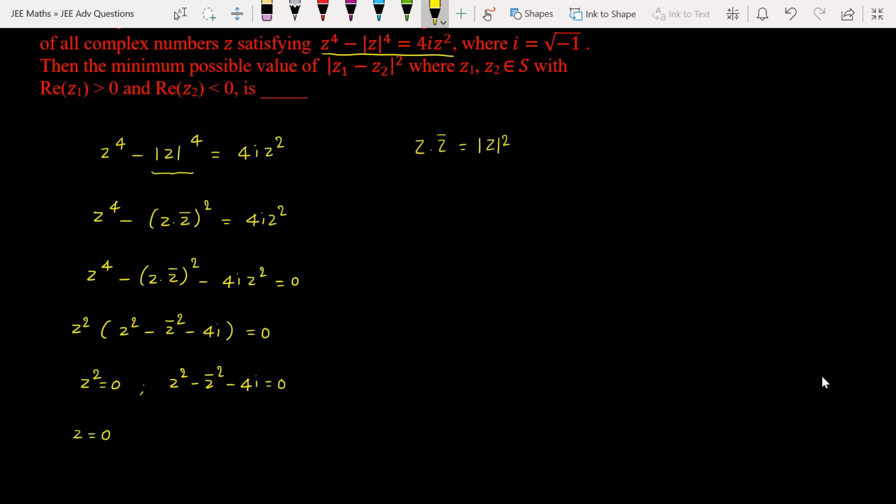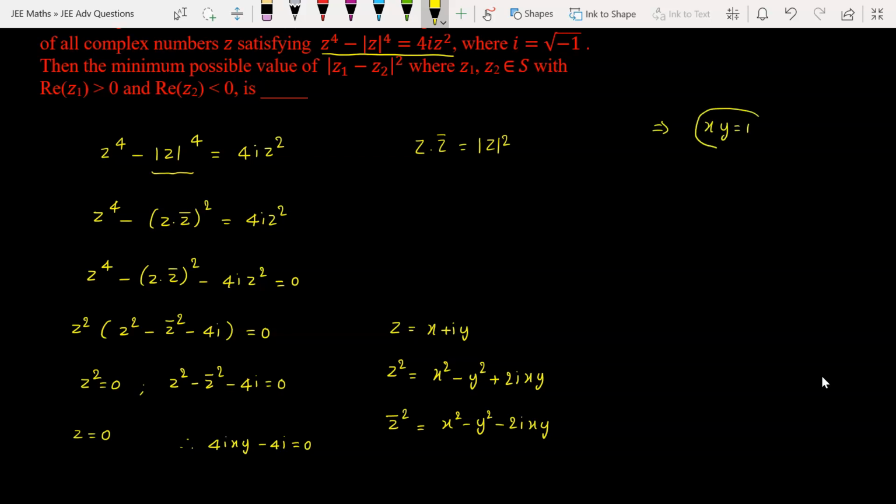Let z is equal to x plus iota y. So we have z square as x square minus y square plus 2 iota xy. And now what about z bar square? That is nothing but z square whole bar, which is going to be x square minus y square minus 2 iota xy. Now z square minus z bar square is going to be 4 iota xy. So therefore we have 4 iota xy minus 4 iota is equal to 0. So this implies xy is equal to 1.